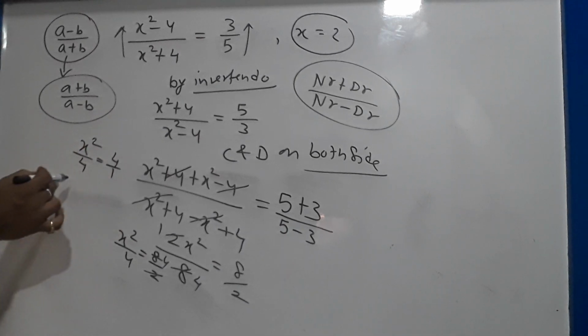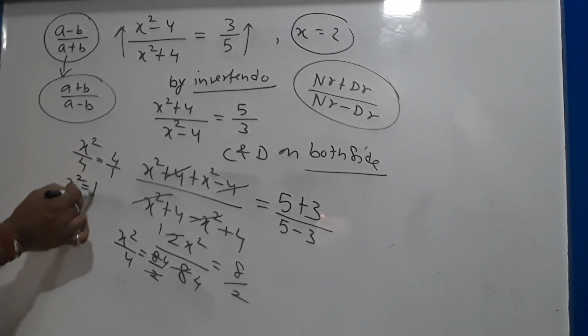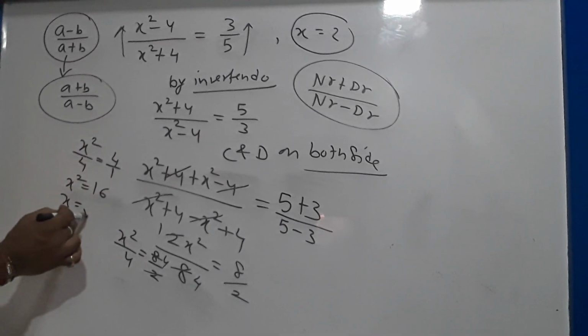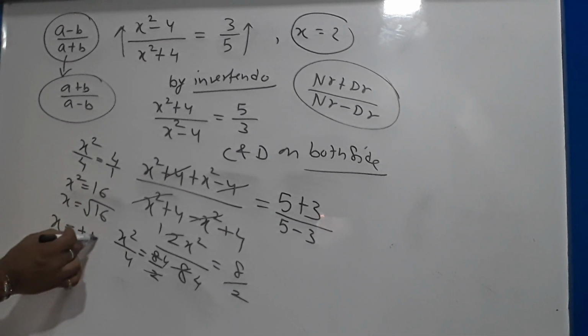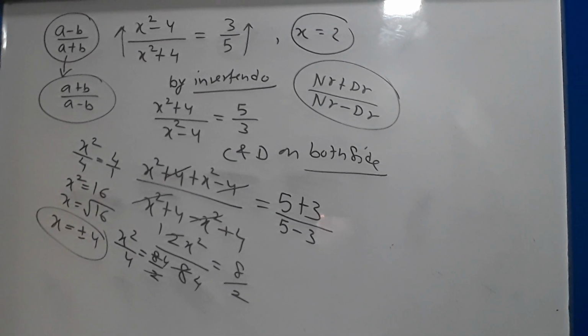cross multiply. x square is equal to 16. x is root 16. Root 16 is plus minus 4.